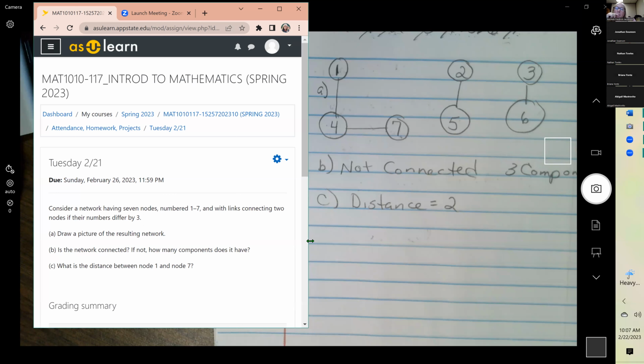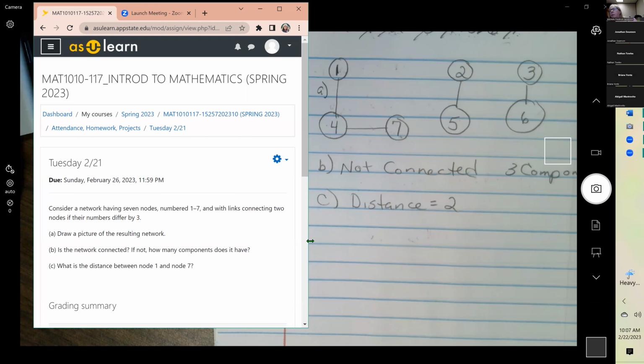So for part A, where we have the 1, 4, 7, do we have to draw it like the first one? Do we have to draw it as an L, or can we draw it as a straight line? It can be a straight line. Okay.